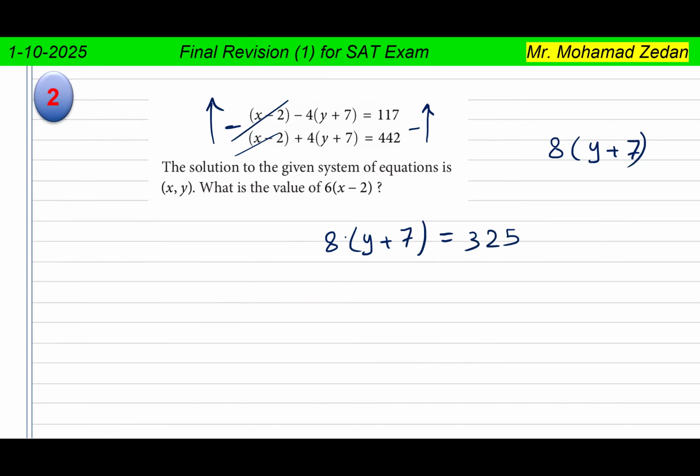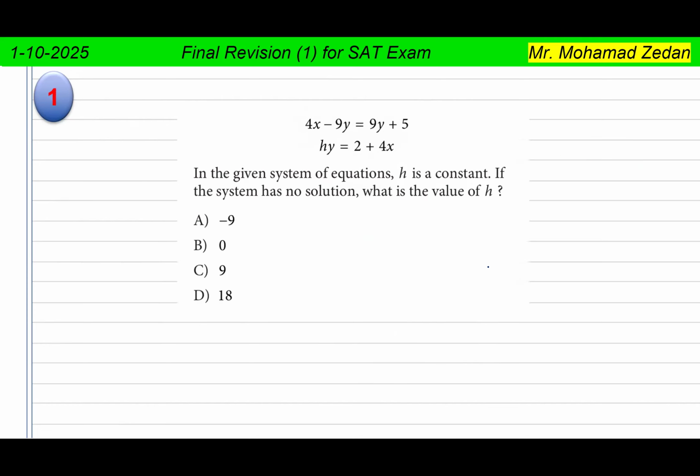If you need 80, you multiply by 10. If you need just 4, you divide by 4. If you need only y plus 7, you just divide by 8, and so on. Thank you so much.